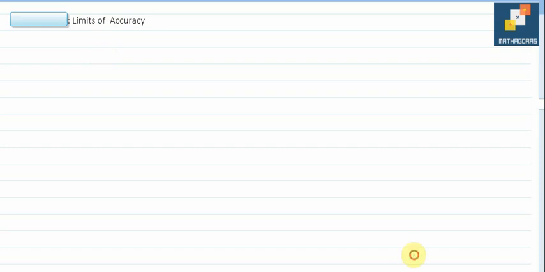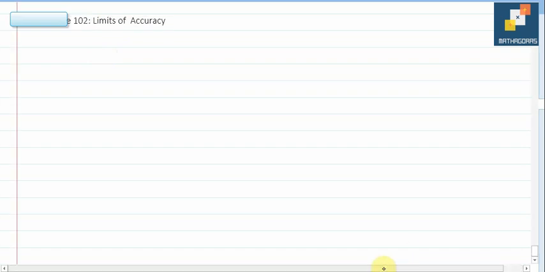Alright class, the topic is limits of accuracy. We had discussed number patterns in 4 lectures, covering all the cases in which we have a constant difference and those in which the first difference is not constant. Now limits of accuracy is a short topic, and we will cover it in one lecture only, which is quite enough.